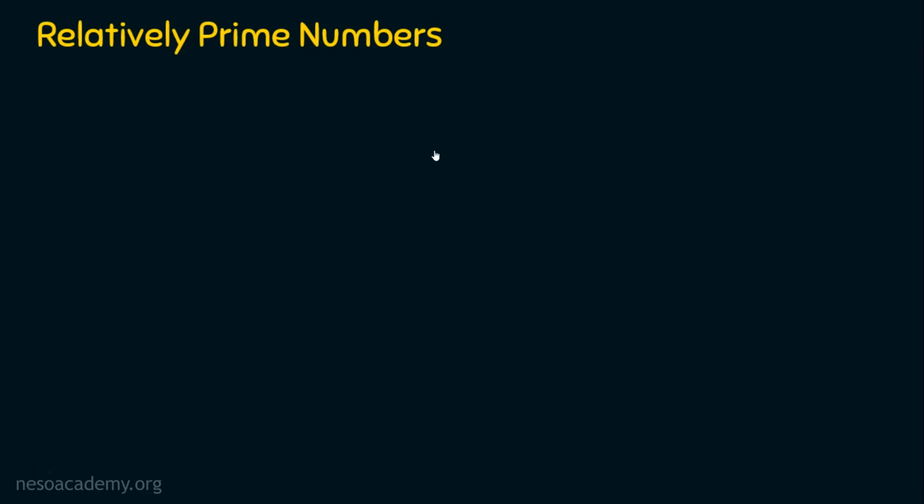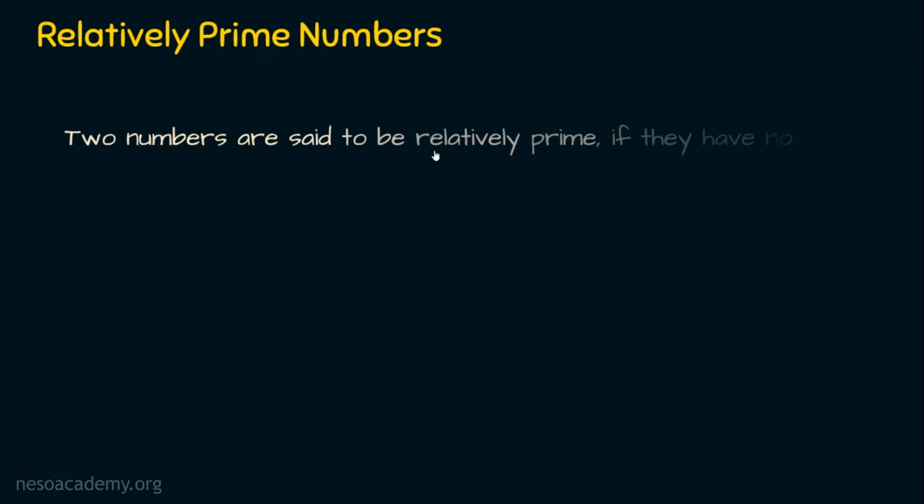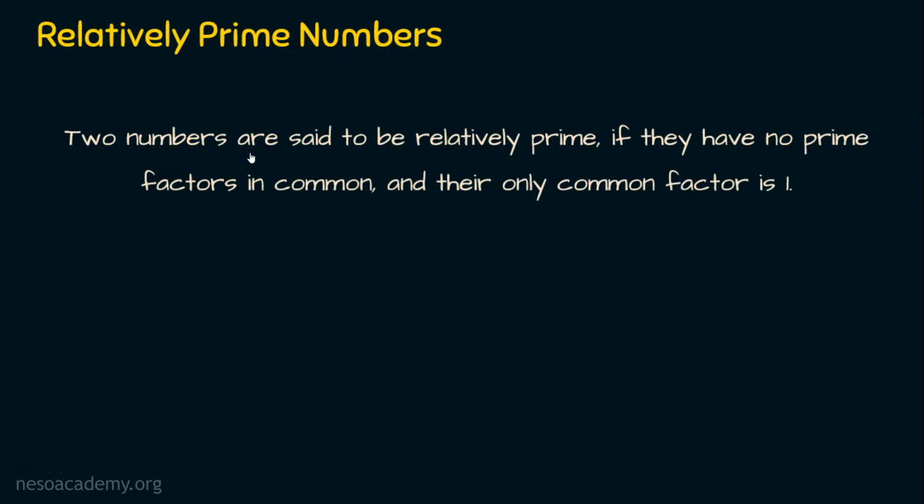Let's see what are relatively prime numbers. Before seeing the details, let's see the definition first. Two numbers are said to be relatively prime if they have no prime factors in common and their only common factor is 1. We call two numbers relatively prime to each other when they don't have any common factor except 1. So that is what the definition says.